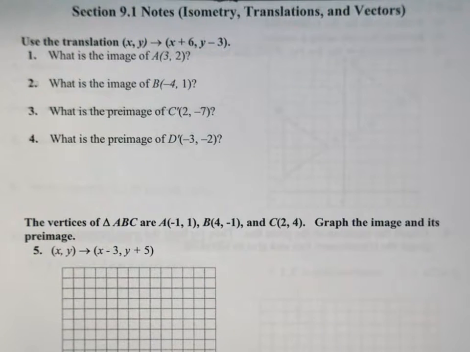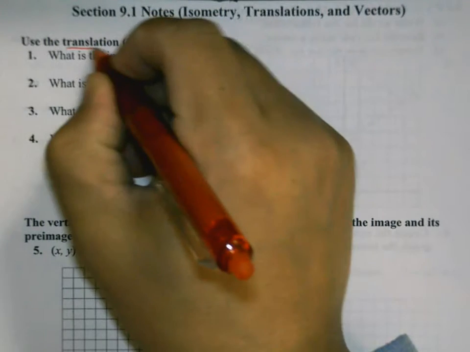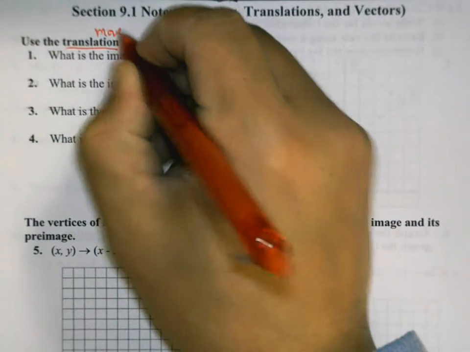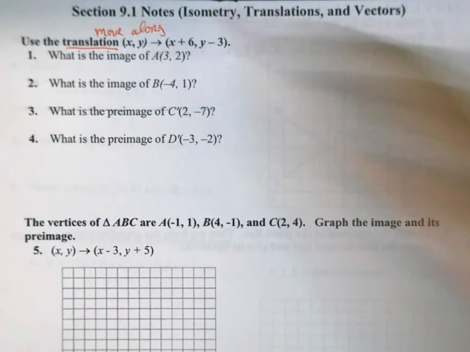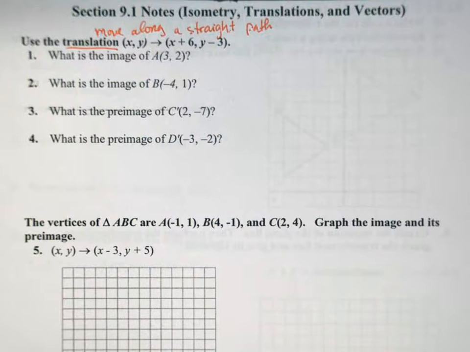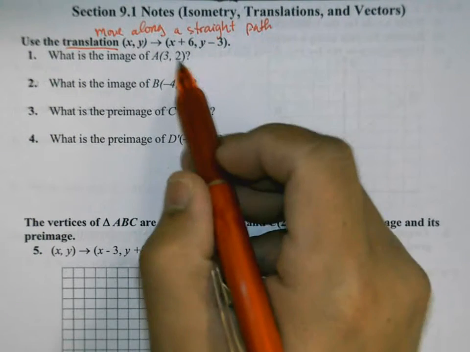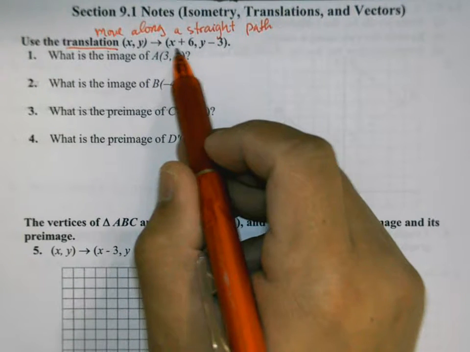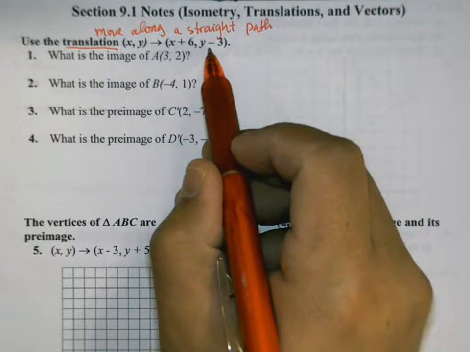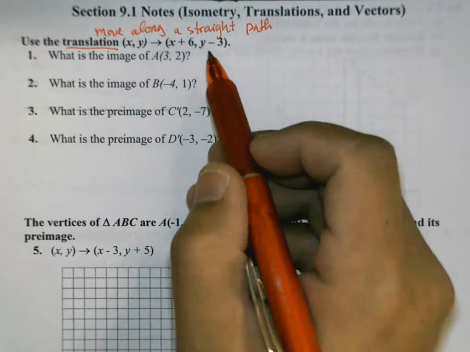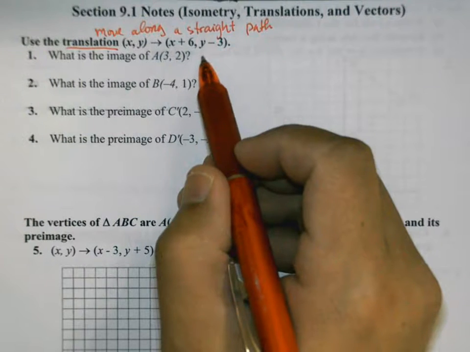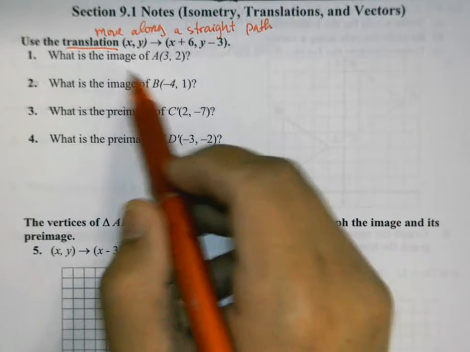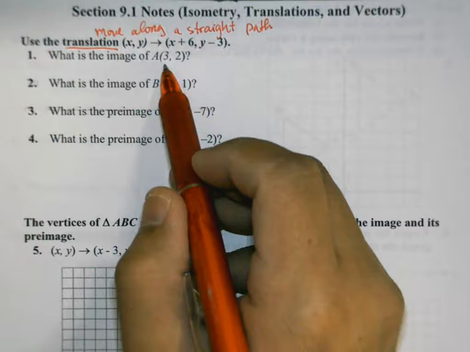A translation means to move something along a straight line, a straight path, or perhaps many straight paths. The rule given in this particular problem is to move x over 6 units and to move y down 3 units. In other words, to the right 6 and down 3. So what is the image of A, located at 3, 2?